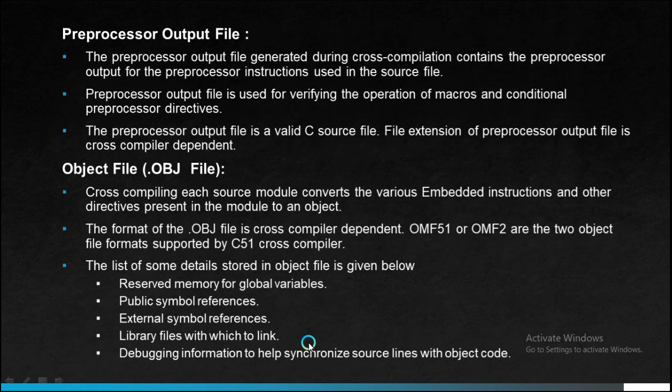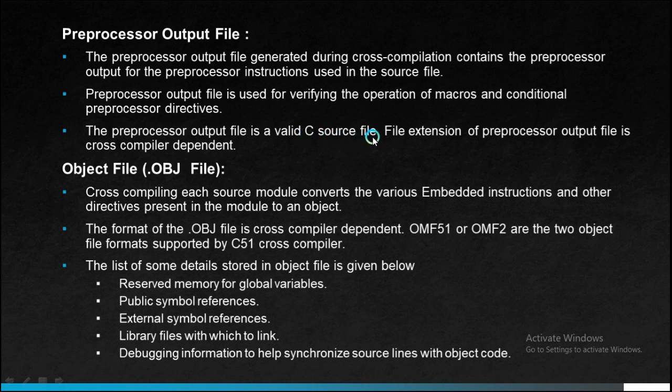Next is the preprocessor output file, which is the next file that is generated during cross compilation. As the name suggests, it stores the preprocessor output, which is the output generated by executing preprocessor instructions in the source file. Then what is this preprocessor output file used for? It is used for verifying the operation of macros and conditional preprocessor directives. And it is also said that it is a valid C source file.